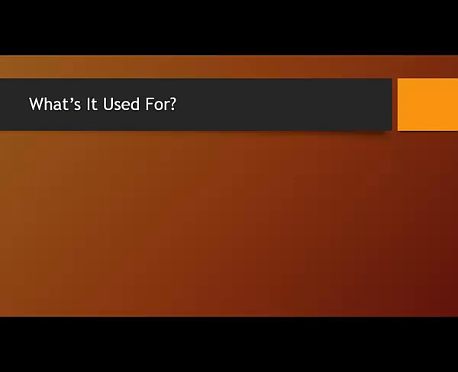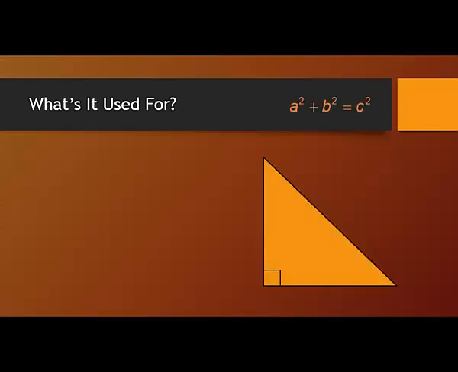So what is it used for? When we take a look at the Pythagorean theorem, okay, this is what it looks like.